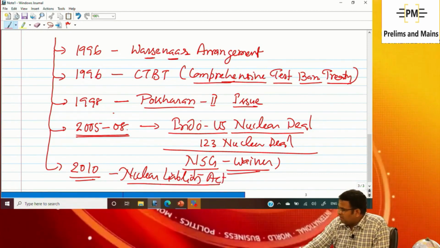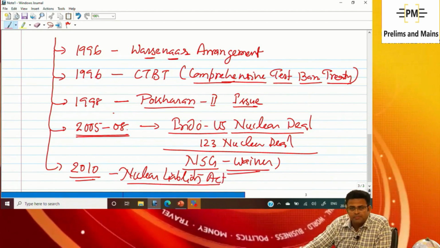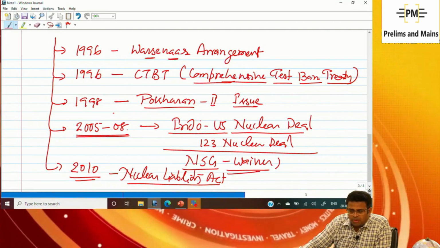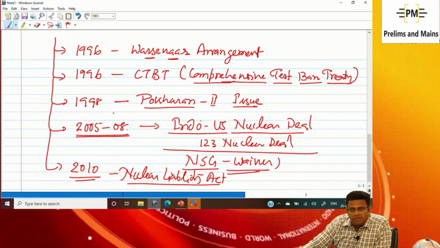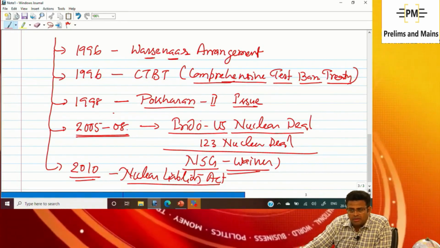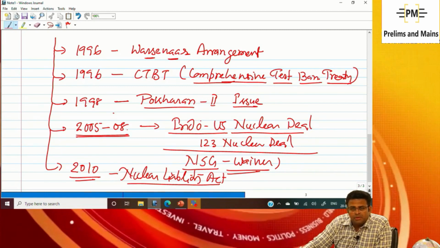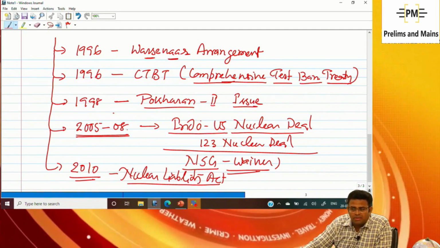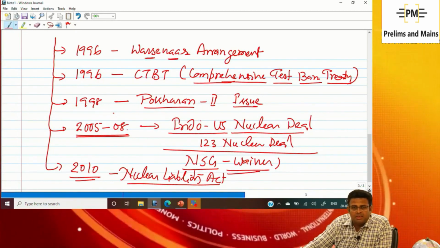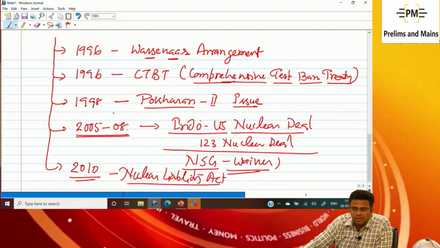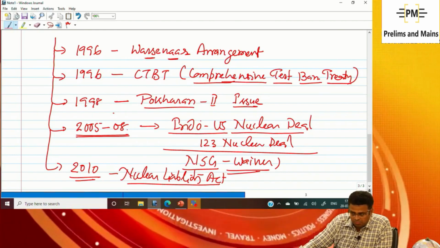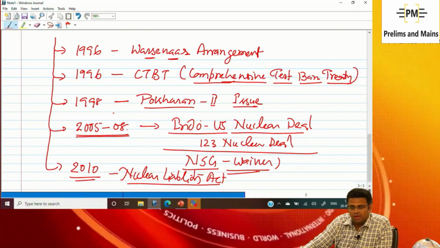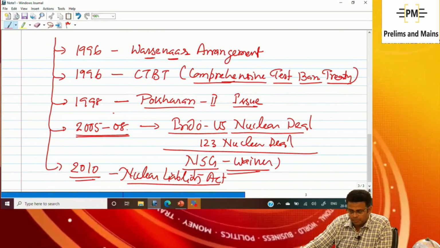So let me revise it once. First, the International Atomic Energy Agency in 1957, and in 1970 the Non-Proliferation Treaty came into force. It was established in 1968, but came into force in 1970. Four years after it came into force, India did a Pokhran test, Pokhran 1.